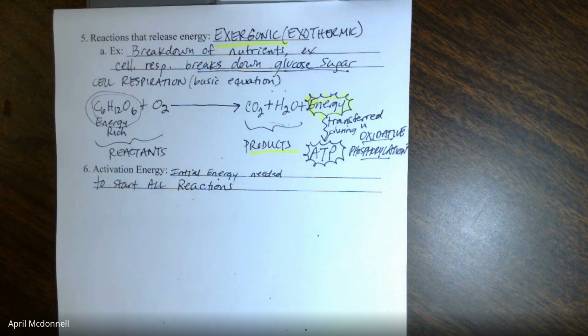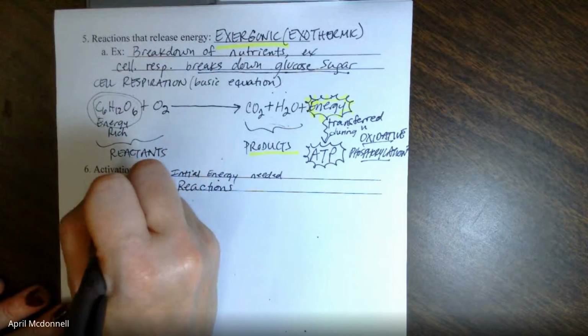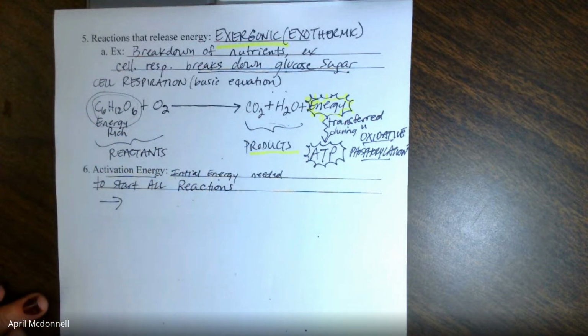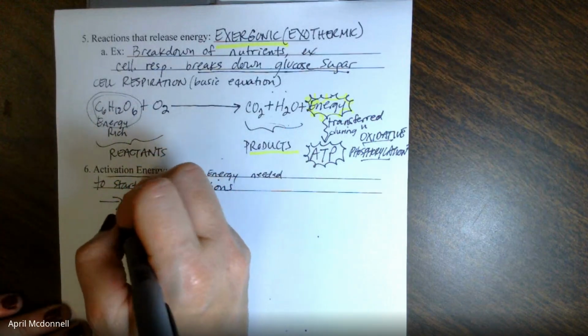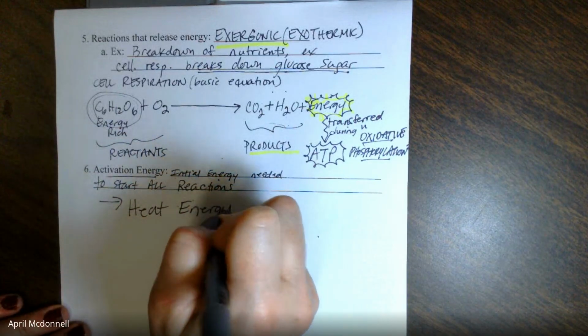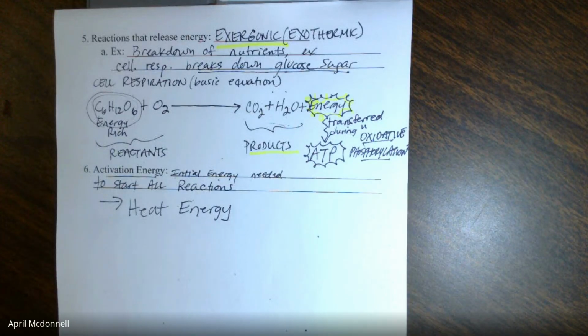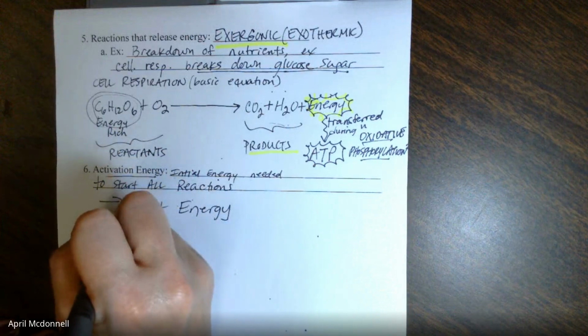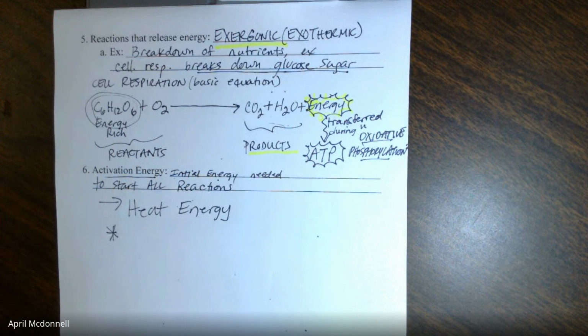The initial amount of energy that is needed for every single reaction is going to be called activation energy. And the type of activation energy that is usually used to start all reactions is heat energy. If you apply enough heat, that is going to end up destabilizing molecules enough to drive reactions. So heat energy is definitely one of the major forms of activation energy needed for all reactions to get started. However, living things are limited by the amount of heat energy that they can absorb.